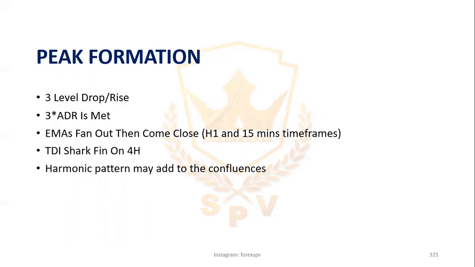So you first look at the previous cycle. Is the previous cycle complete? As there are 3 levels of drop or rise, is 3 times ADR met? If you see that the previous cycle is complete, and then you find the exponential moving averages on the hour and 15 timeframes are found out as a level 3 behavior, and as the market consolidates, they come close to each other, then that would indicate that the dealer is now forming a peak.